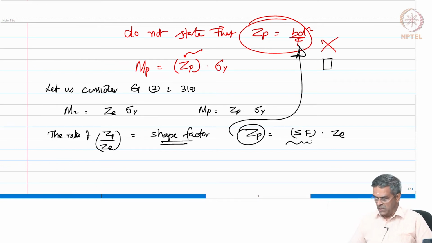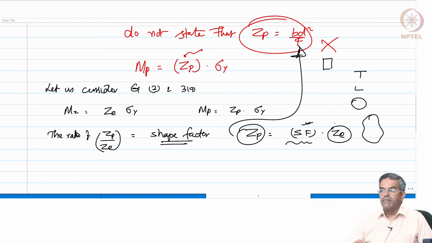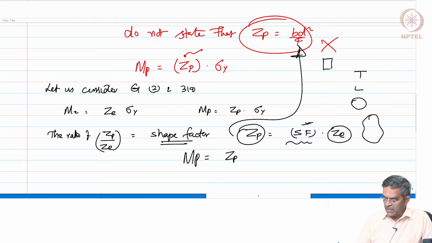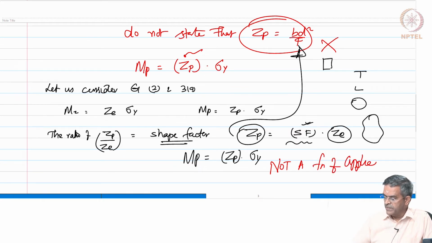So, for a given cross section which is T, L, circle or any arbitrary, if I am able to find out the shape factor, I already have the second moment of area divided by the y max, I get Ze, I can easily find the moment capacity. Okay? And also please note friends, the moment capacity of plastic section is plastic section modulus multiplied by sigma y. It is not a function of applied load. Am I right?